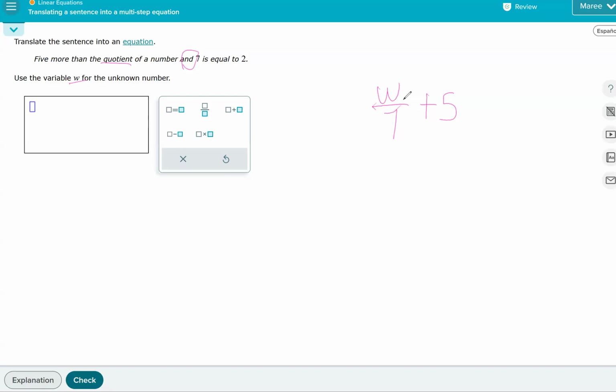So W divided by 7, and then we have that 5 more than that, so plus 5, is equal to. Instead of just saying is, they put is equal to 2, so you're going to have an equal sign there. So we have W divided by 7 plus 5, and then we have our equal to symbol 2.